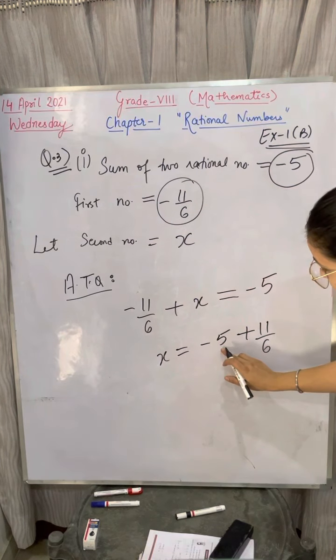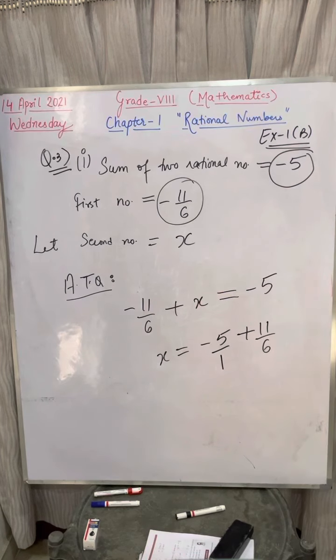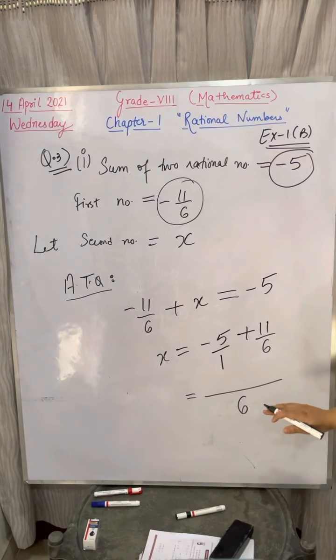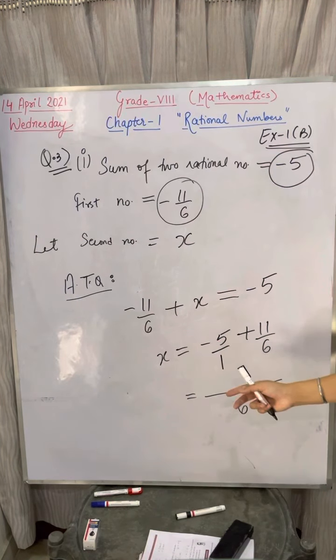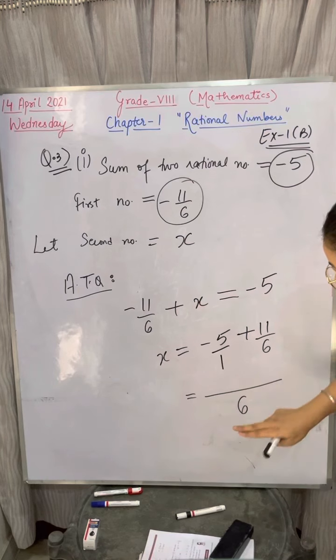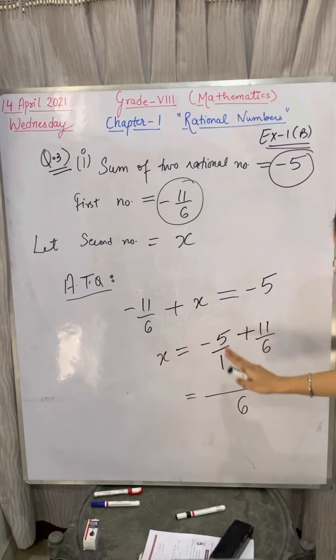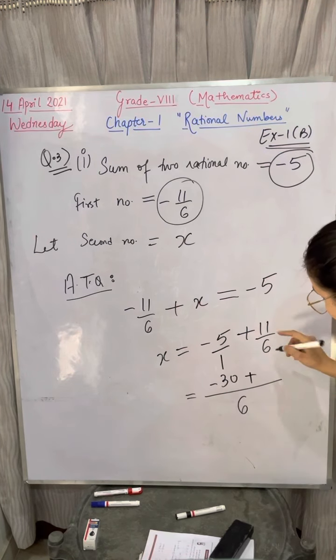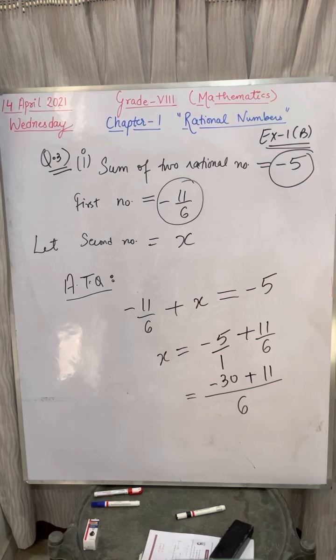Now, minus 5 means in the denominator 1 is there. I told you that if nothing is given in the denominator, that means it's a 1. Now take the LCM of 1 and 6. The LCM of 1 and 6 is 6. Some will get confused, ma'am, how has 6 come now? 6 is the LCM. 1 divided by 6, 6. 6 fives are 30. Minus 30 plus 6 ones are 6 into 11, 11. Minus 30 plus 11, how much will it be?